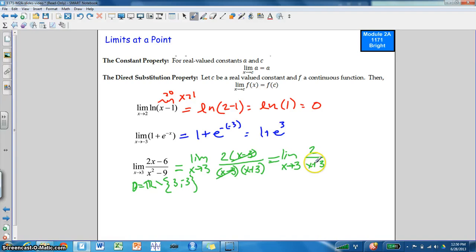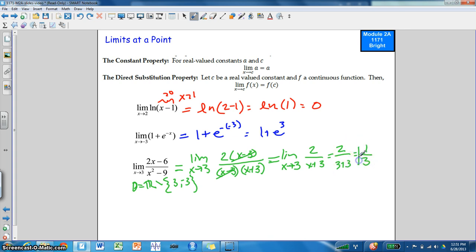So we actually don't need the function to exist at 3. It just needs to get really close to 3. And so now with this, it is continuous. It's undefined at -3, but that doesn't matter because I'm approaching positive 3. So I can use the direct substitution property and get 2 over 3 plus 3. And simplify this, that's 2 over 6, just down to 1/3.